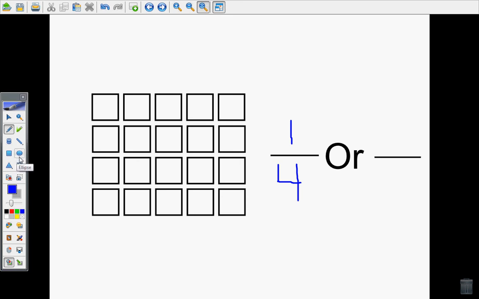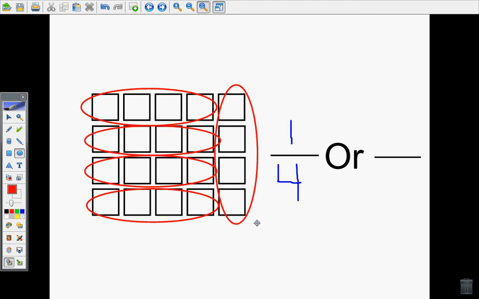Now what I want to do is think about how I could put these together into groups of 4. So I could have 1, 2, 3, 4, 1, 2, 3, 4, 1, 2, 3, 4, 1, 2, 3, 4, and last 1, 2, 3, 4. Now in each one of these where I have a group of 4, I need to make the fraction 1/4. So 1 out of each group of 4 should be colored in.